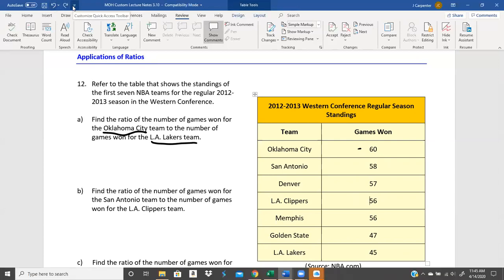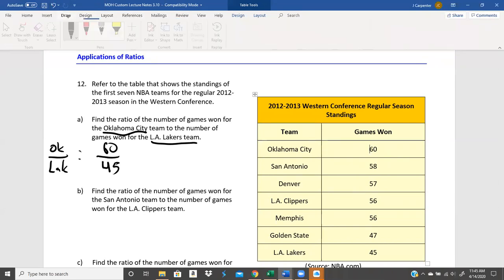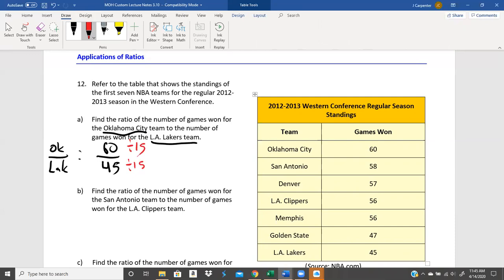So we're using Oklahoma City and the Lakers. That's the 60 and the 45. So Oklahoma over the Lakers. I don't want to just write LA due to the Clippers. Make sure that you can tell what we're talking about. So Oklahoma was the 60. The Lakers were the 45. Well, 15 goes into both of these. 60 divided by 15 is 4. 45 divided by 15 is 3. So the ratio of Oklahoma to Lakers wins is 4 to 3.